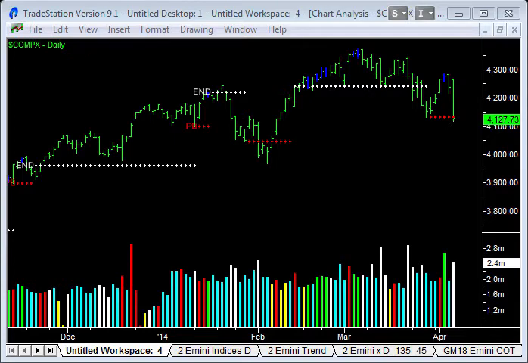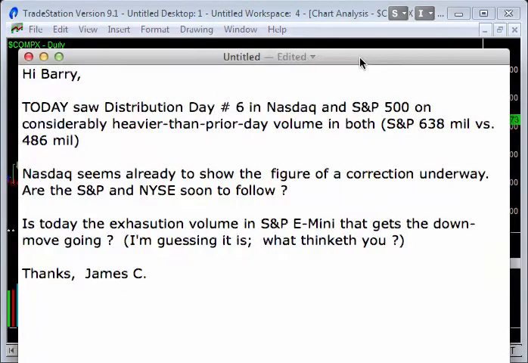I want to talk about the bigger picture because we had a crash warning signal go off last weekend on commitment of traders, and I've got a whole bunch of emails, people asking me to talk to that. But before I do that, I want to talk to distribution days, and I want to talk about James's emails I've been getting over the last couple of weeks.